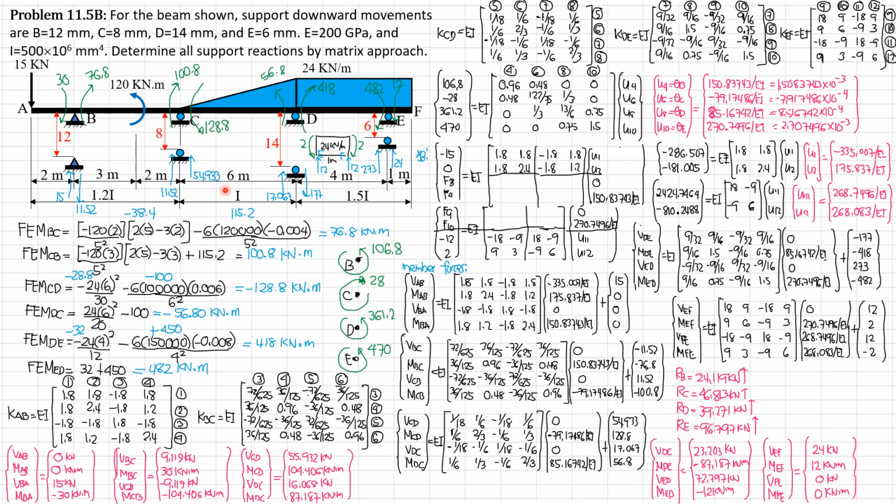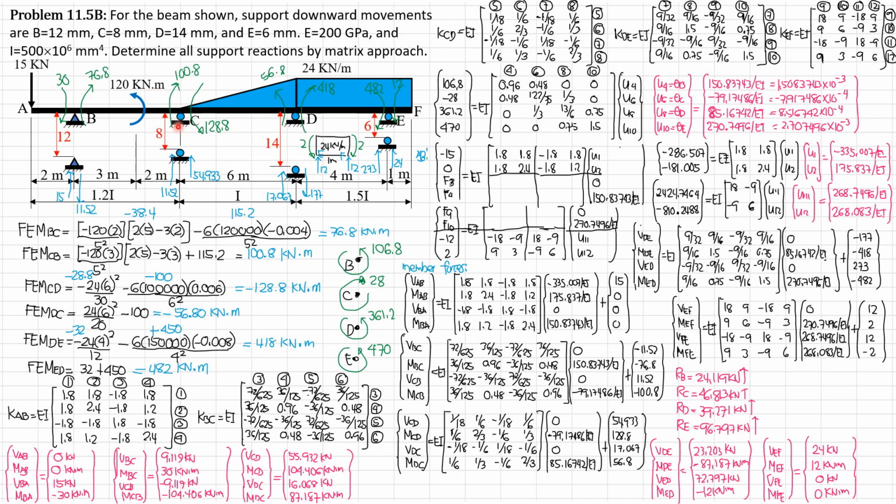So we are already through with AB. Let's proceed to BC. Stiffness of BC, displacements, then fixed forces, negative 11.2. This is clockwise, so positive 76. This is clockwise, so negative 76.8 in matrix. Remember, clockwise is negative, counterclockwise is positive.